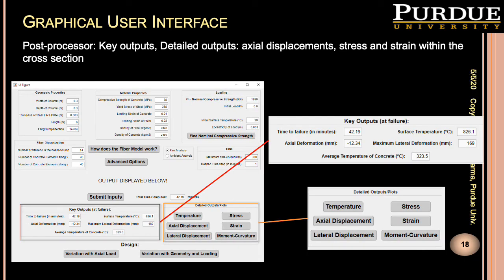When the analyses are completed, in the box on the bottom left side of the window, we will have the key output parameters such as the time to failure and the maximum surface temperature at failure. We can check the detailed results such as the elements' temperature, stress and strain within the cross section, and the axial displacement of the column or the wall by just clicking on the desired parameter in the bottom right box. In the next slide, examples of the temperature and stress outputs within the cross section are shown.